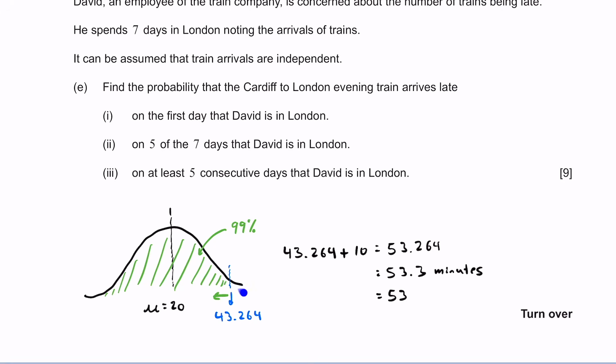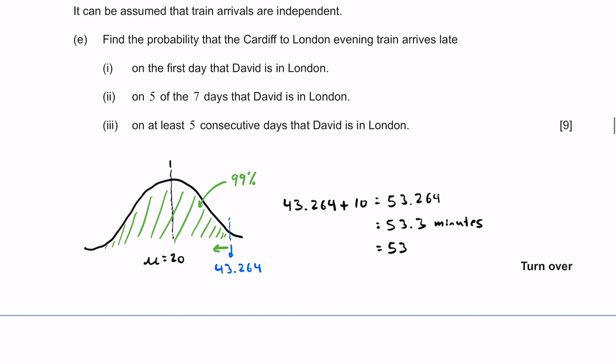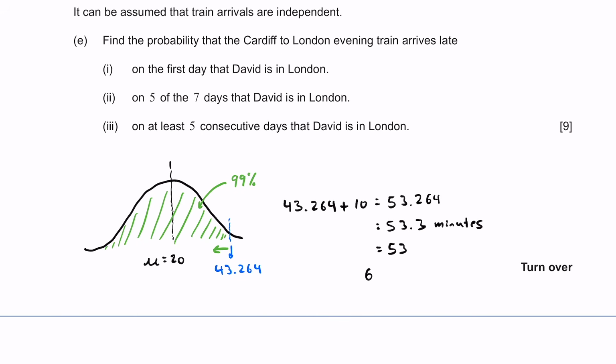Anything beyond this becomes increasingly unlikely. Not to say it's impossible, but for her level of certainty, she just wants to be 99% sure. So if she books her next train 43.264 minutes after this, and then providing herself 10 minutes to change platforms, the earliest time she would want to book is 53 minutes after this. The earliest time is 6:53 then. Okay, so I hope that's clear.